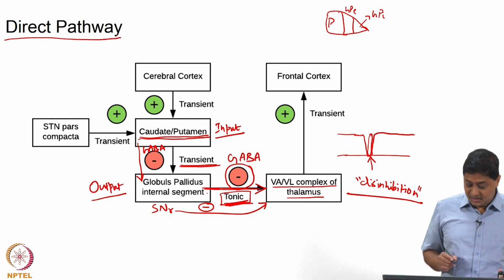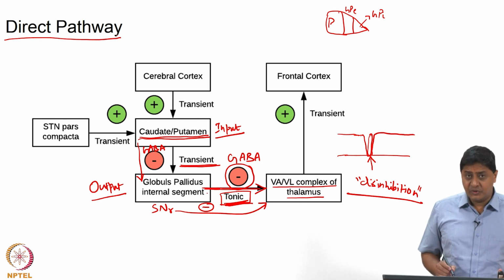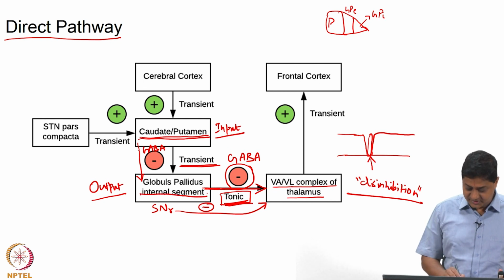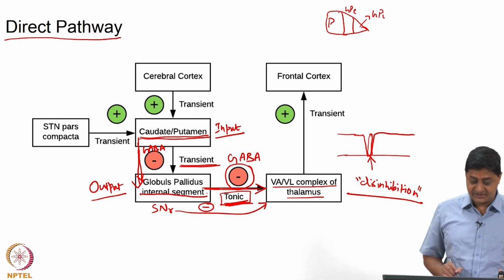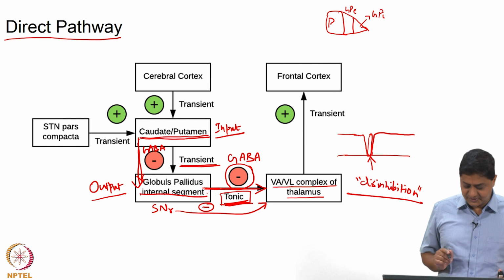because the input, the connection to the globus pallidus internal, comes directly from the striatum. Because of this reason, this is called the direct pathway. Is there any other way in which it can happen? The answer is yes, there is another way in which it can happen. We will also discuss that.